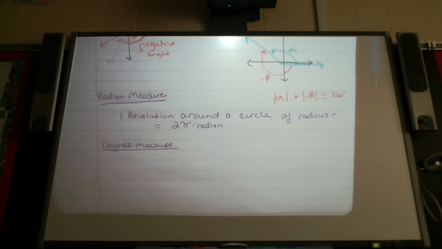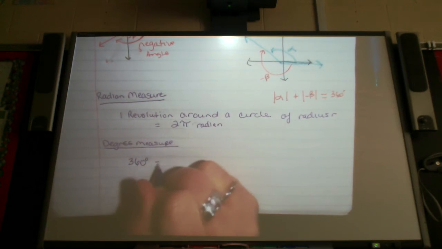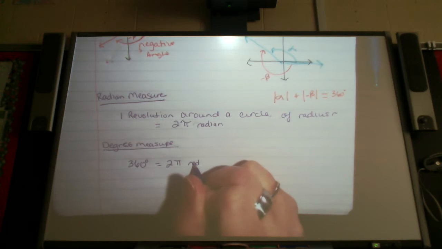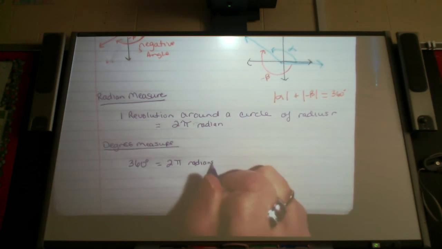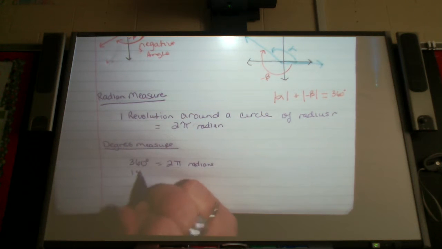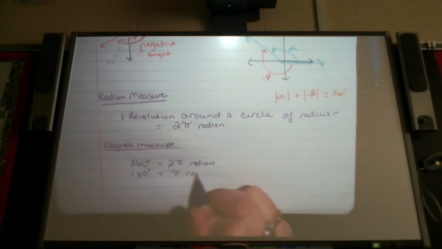So, one revolution around a circle is how many degrees? 360. So that means that 360 degrees is going to equal 2 pi radians. Or we could say that 180 degrees is pi radians.